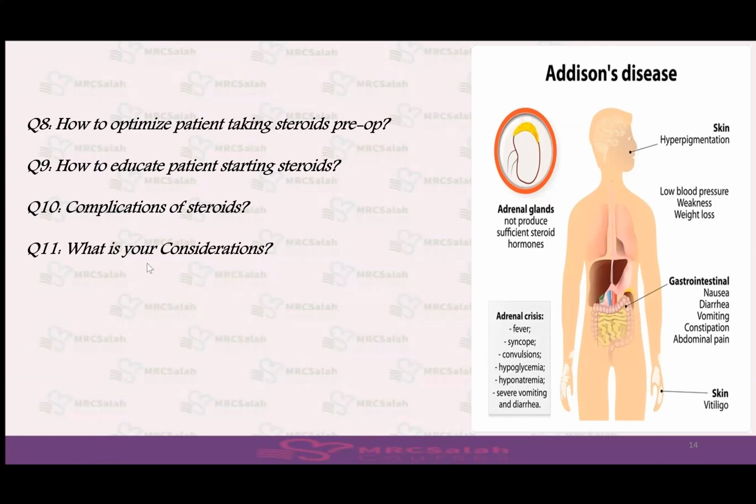All these complications. What are your considerations in a patient going for surgery, but he or she is on steroid, Dr. Shaima? First, the Addisonian crisis, and the patient has increased susceptibility to infection. There's the possibility of chest infections, and poor wound healing post-operatively.